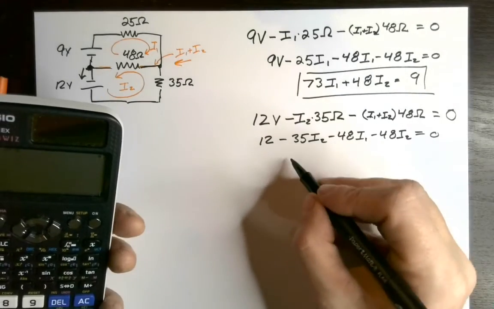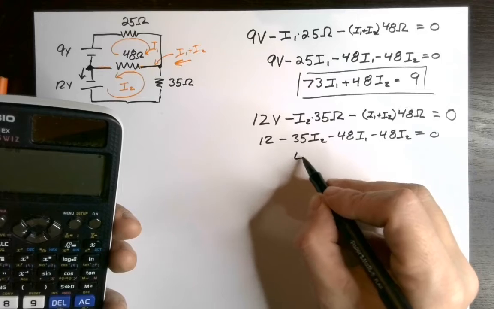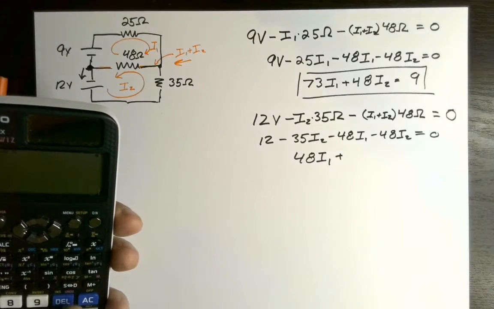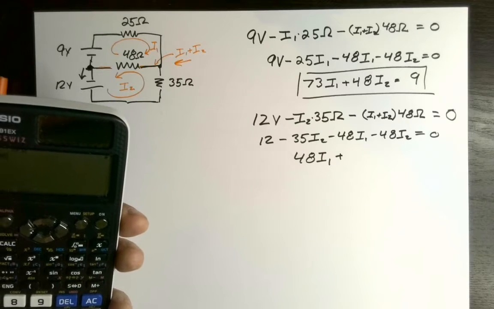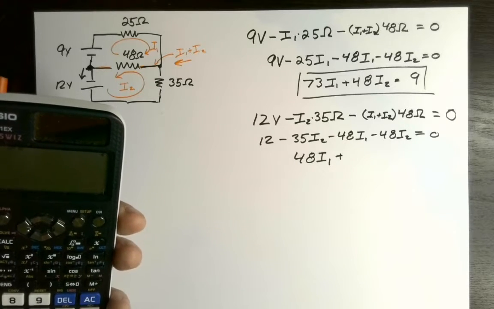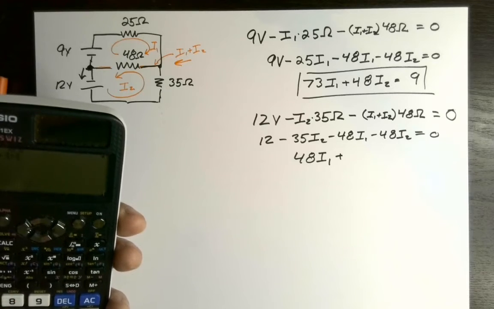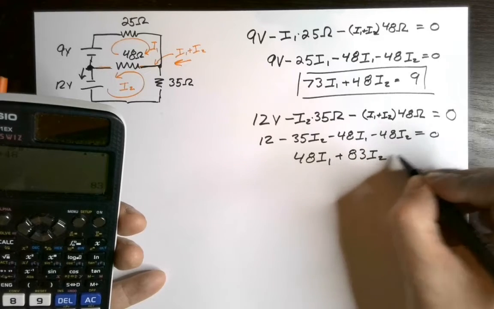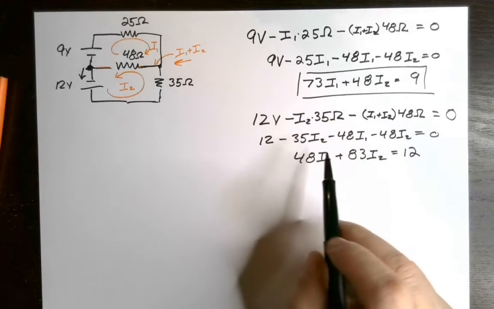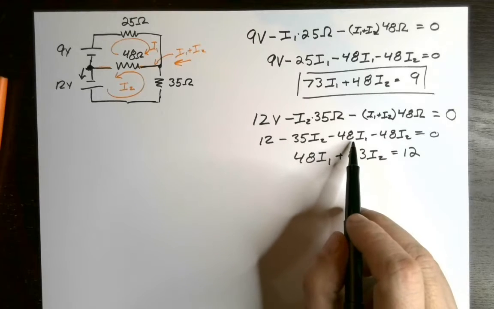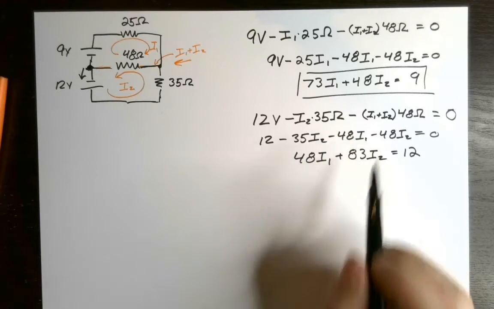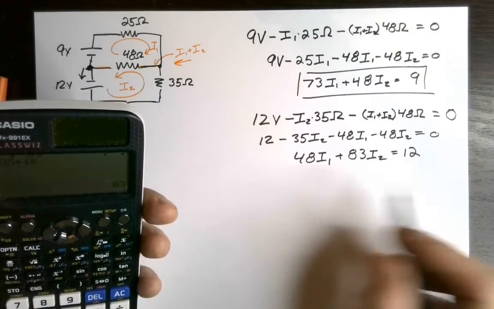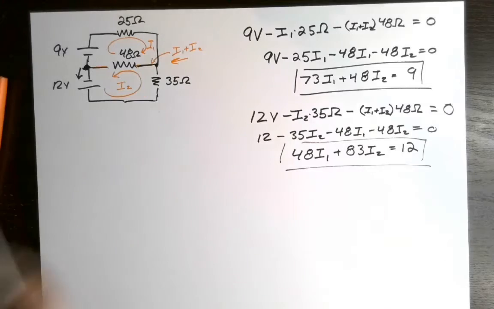And that gives me, what have I got here? I've got 48 I1 plus 35 plus 48, which is 83, I2 equals 12. Let me check my signs. I1 is negative, I2 is negative, 35 plus 48 is 83, 12 goes to the other side, becomes negative, divide through by negative 1, everything's positive.